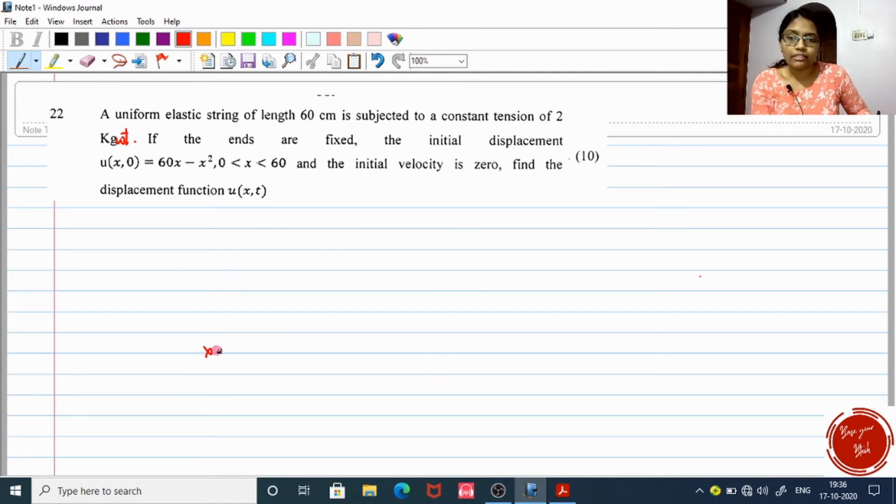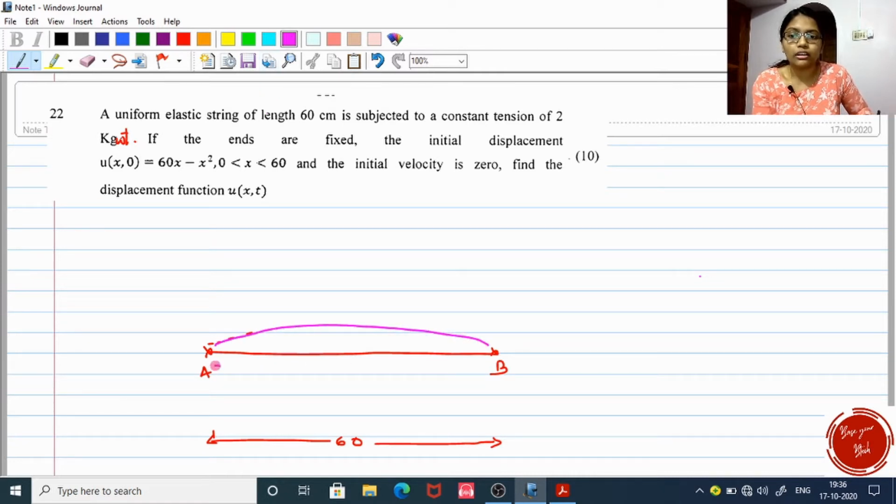That is, we have a string whose end points are connected. Ends A and B are connected firmly to some point, and the length of the string is 60 cm. So for such a stretched string, if I give some disturbance, what happens? The string starts to vibrate, isn't it? Or it exhibits some wave-like motion, isn't it?